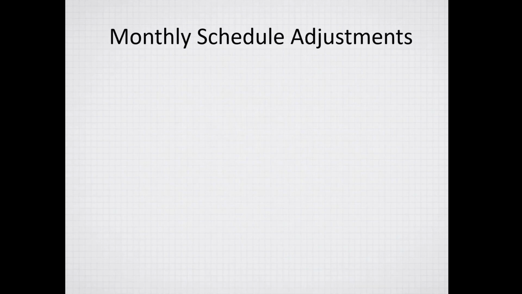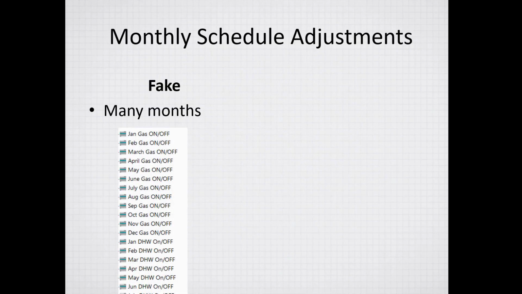The number one sign of a fake calibration is monthly schedule adjustments. You can see from the pattern in the previous slide that there was really nothing anomalous about any months except for maybe one of the months in gas. So in a fake calibration, many of the months will have custom schedules. It'll look something like this. You may have a schedule for each month. That is the number one sign of a fake calibration.